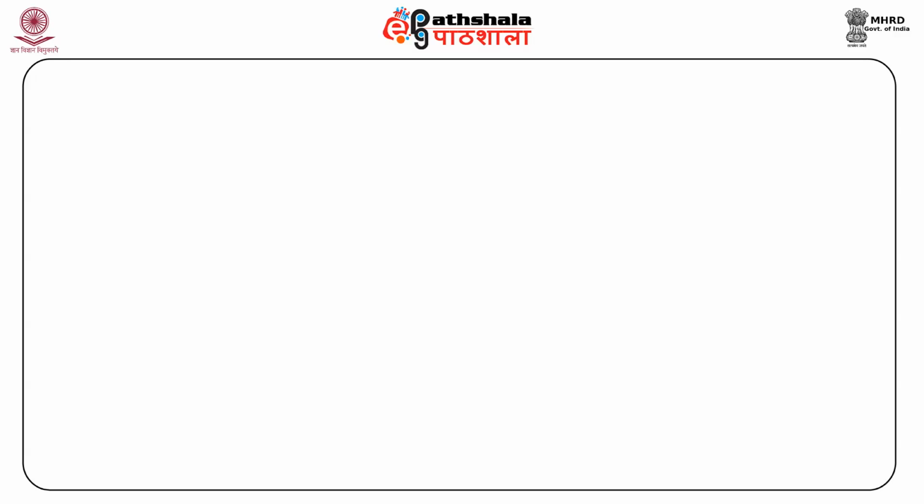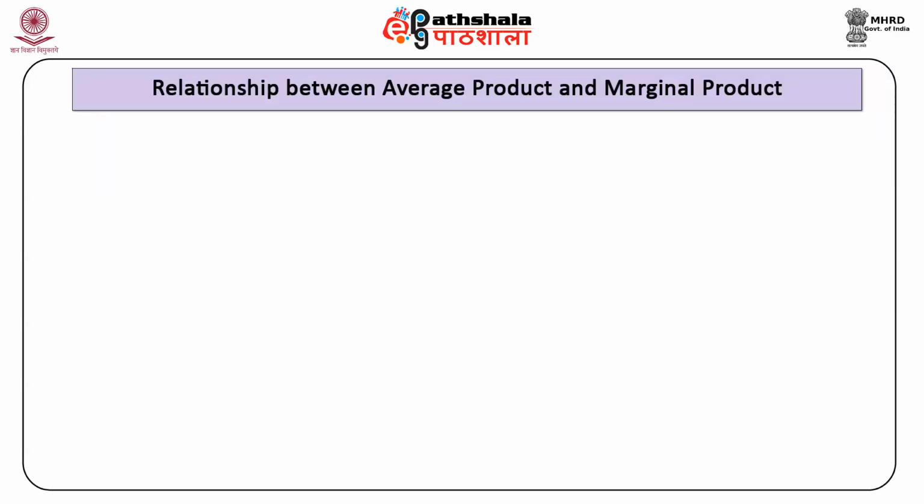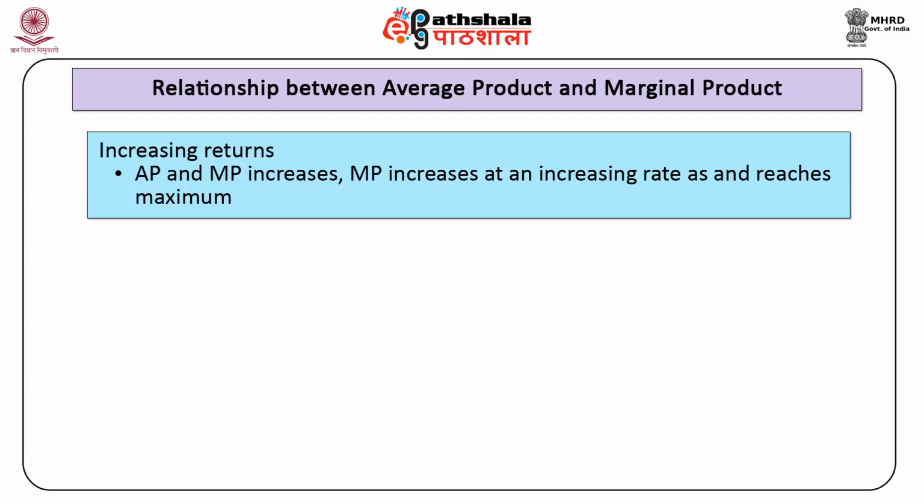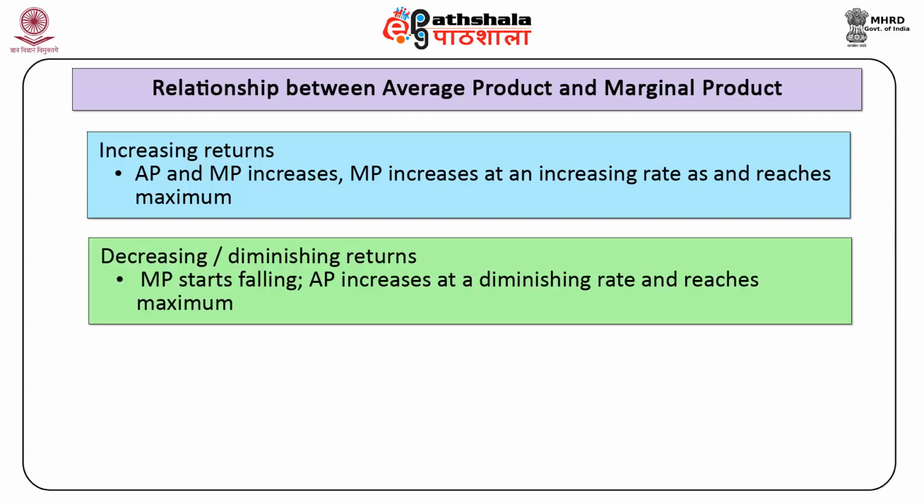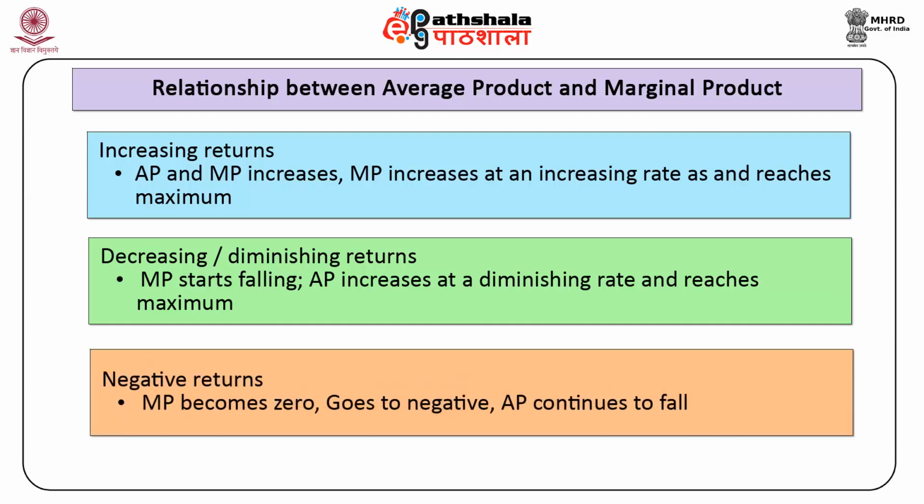Now, let us understand the relationship between average product and marginal product. Increasing returns: both average product and marginal product increase, but marginal product increases at an increasing rate as compared to average product and reaches its maximum. Decreasing or diminishing returns: marginal product starts falling, whereas average product increases at a diminishing rate and reaches its maximum. Negative returns: marginal product touches the x-axis, that is, becomes 0 and goes negative, but average product continues to fall.